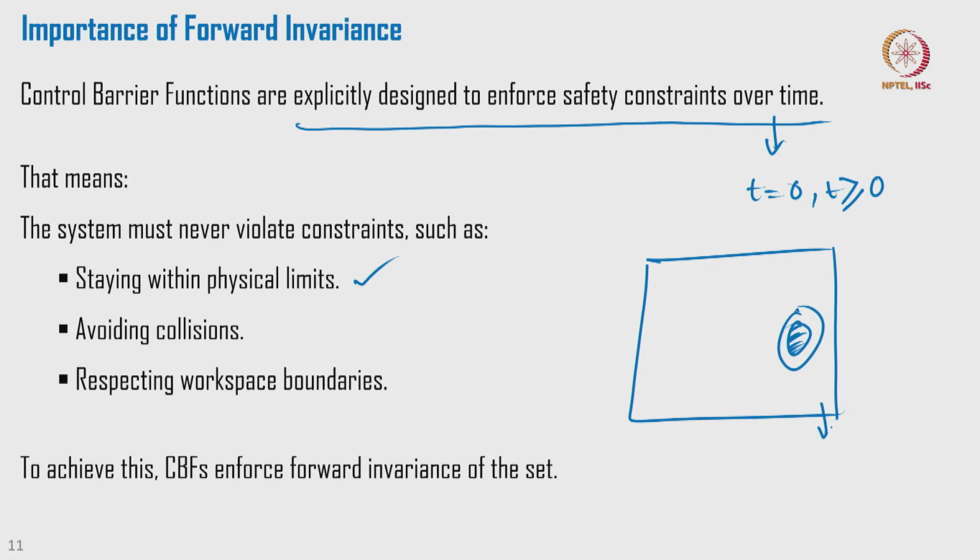That means it should not go out, because the drones are not supposed to be anywhere. It has certain restrictions on where we can fly a drone and all, so we have to obey the workspace boundaries as well. Okay, so if we can ensure forward invariance, it can take care of all this. Okay, so to achieve this, the control barrier function has to enforce forward invariance of the set.